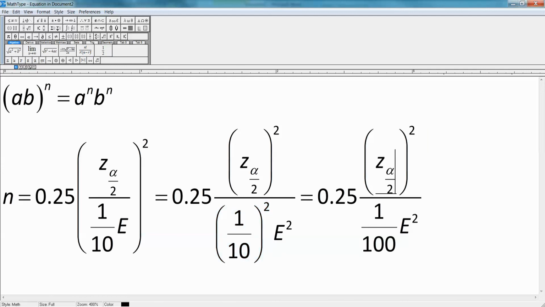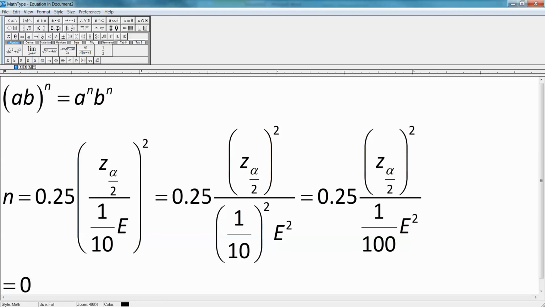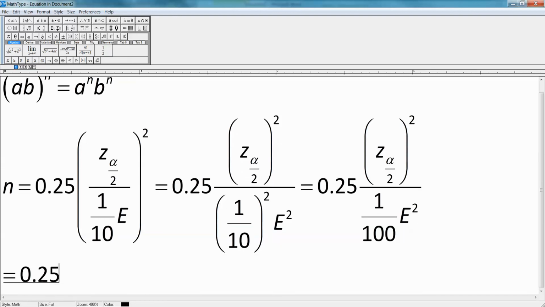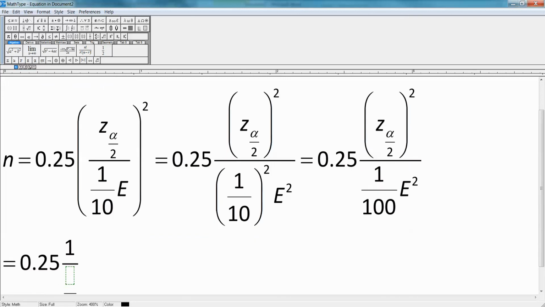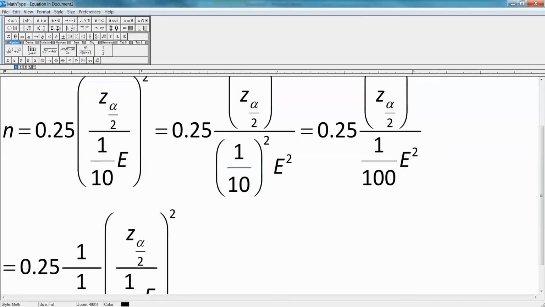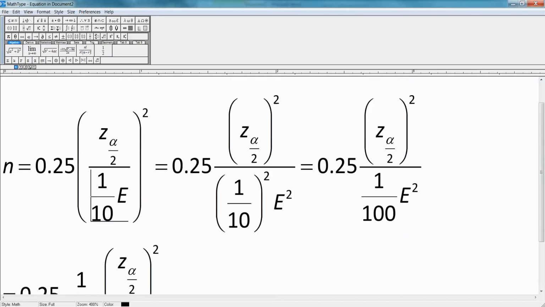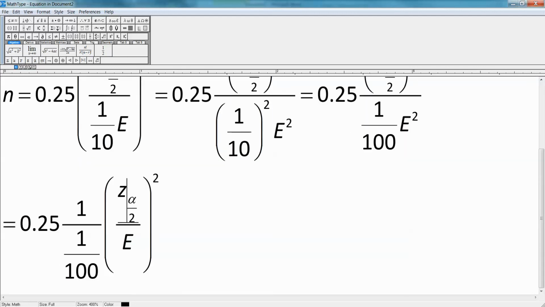But the z and the e are still squared, so they could just be rewritten just like they were. 0.25, and then you could write parentheses. So then you could say, okay, well, that's 1 over 100, and then the rest of it's just still sitting there, without the 1/10 part. In other words, I'm taking the 1/10 and I'm squaring it, and then I'm busting it out of there. The rest of the stuff just sits there. So the z sits there, the e sits there, but the 1 over 100 comes out.